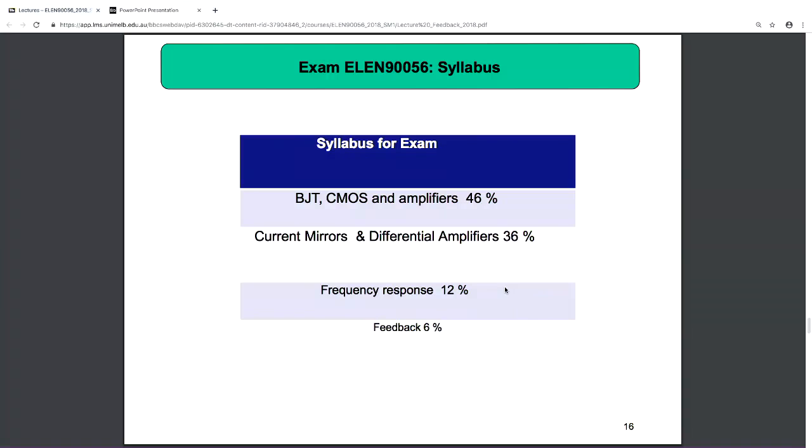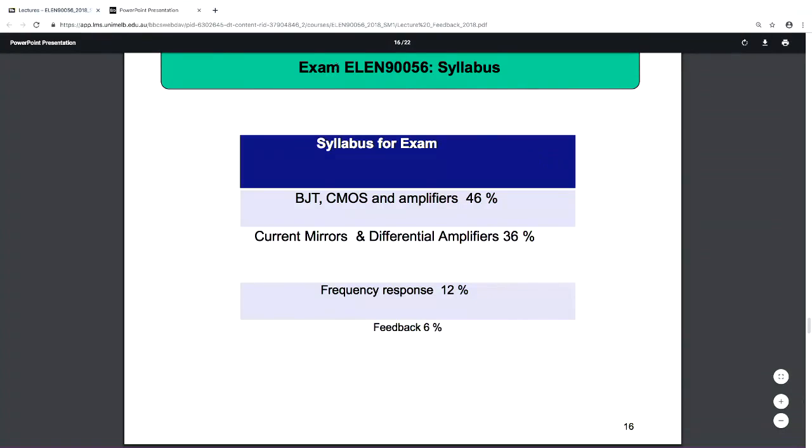So this is an example from last year, because we are not supposed to give any numbers about this year. So this is from last year, the syllabus. If you look at the questions, around 46% of questions were from BJT, CMOS and amplifiers, which makes sense, because most of the lectures are on BJT, CMOS and amplifiers. Then current mirrors and differential amplifiers, again, that is a big chapter. So that was around 36.